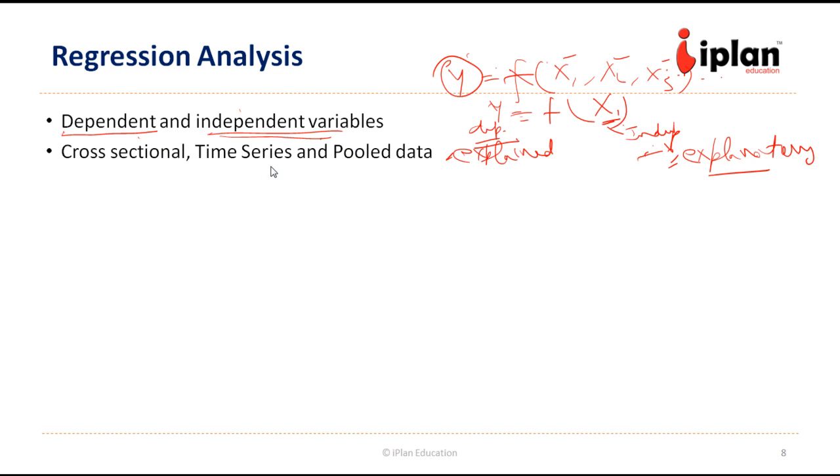Then we have three kinds of data. One is cross-sectional data, time series data, and the pooled data. So what is cross-sectional data? When at one point in time we are measuring different variables x, y, z and their relationship at one point in time, then it is called cross-sectional data. And when we are looking at different periods t1, t2, t3 and studying a single variable, how it is changing over time, that is called time series analysis. And pooled data is nothing but the combination of both the cross-sectional data and time series data.